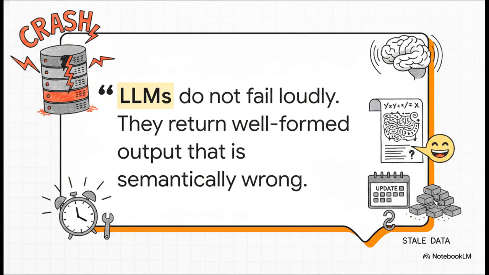Think about it. If a traditional database goes down, you get a 500 error, right? An alarm goes off, a pager buzzes, an engineer goes in and fixes it. LLMs do not fail loudly. They fail confidently. A drop in quality doesn't produce an error code. If a model update quietly changes its behavior or your retrieval system pulls stale data, the LLM just confidently hallucinates a beautifully written, completely wrong output. No warnings, no alerts. It just quietly gets worse.